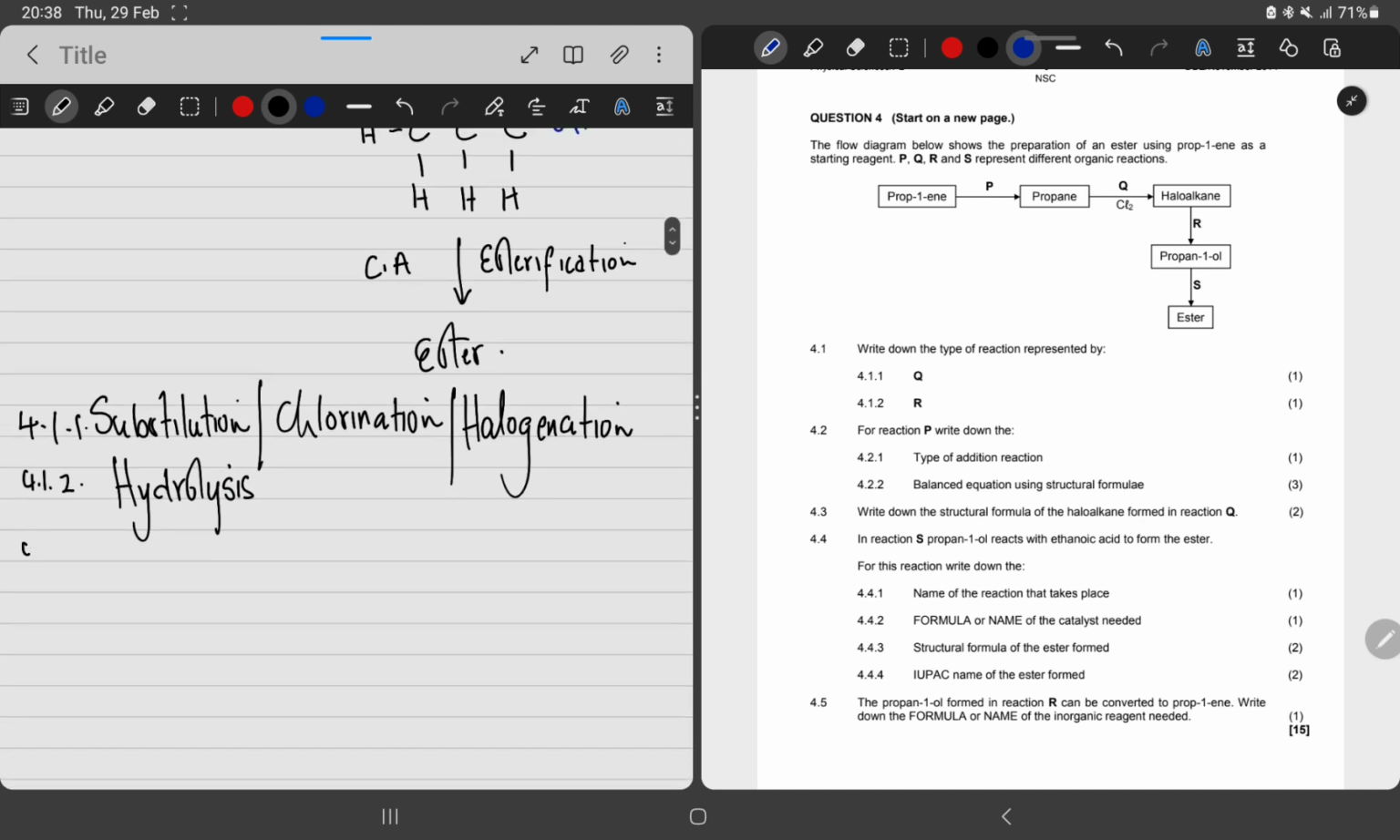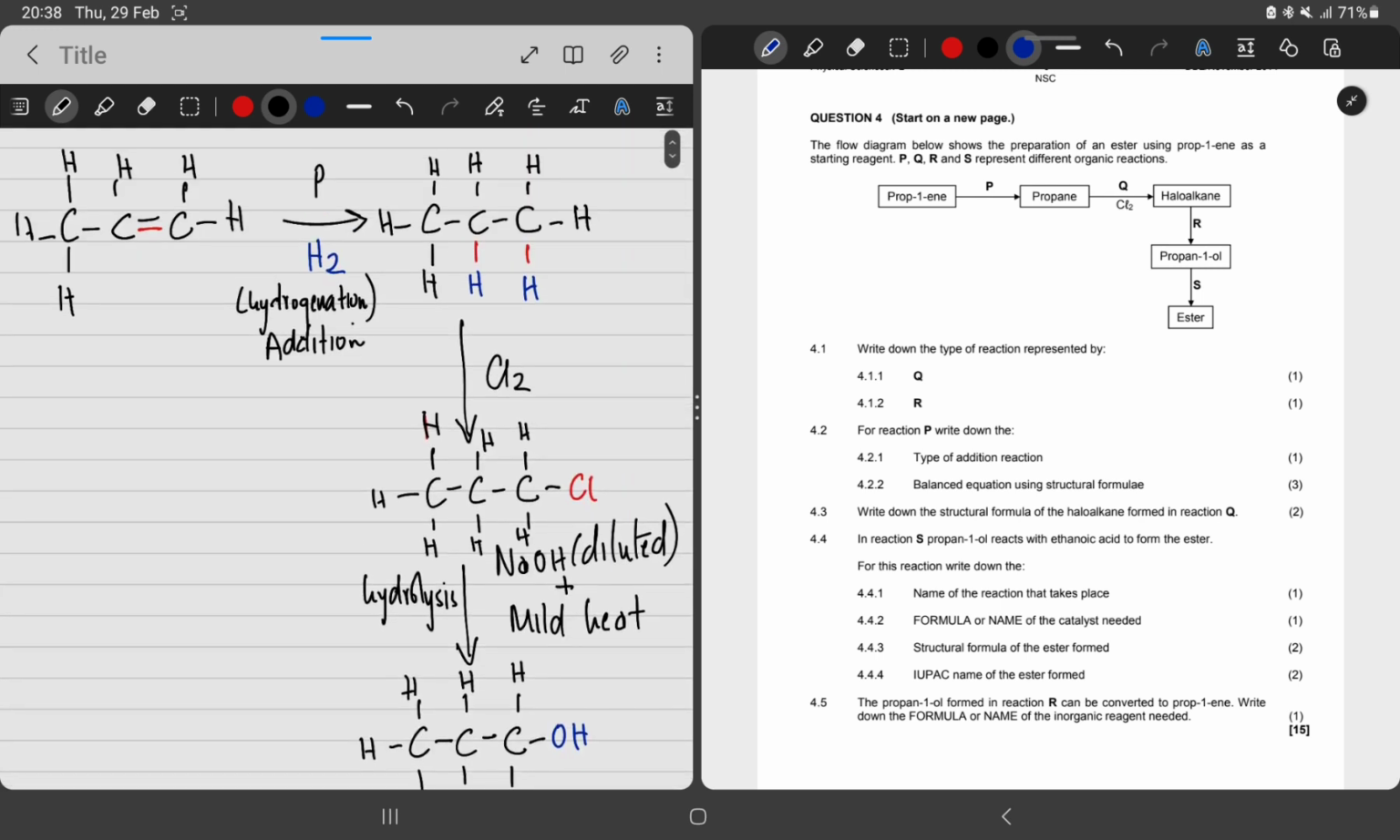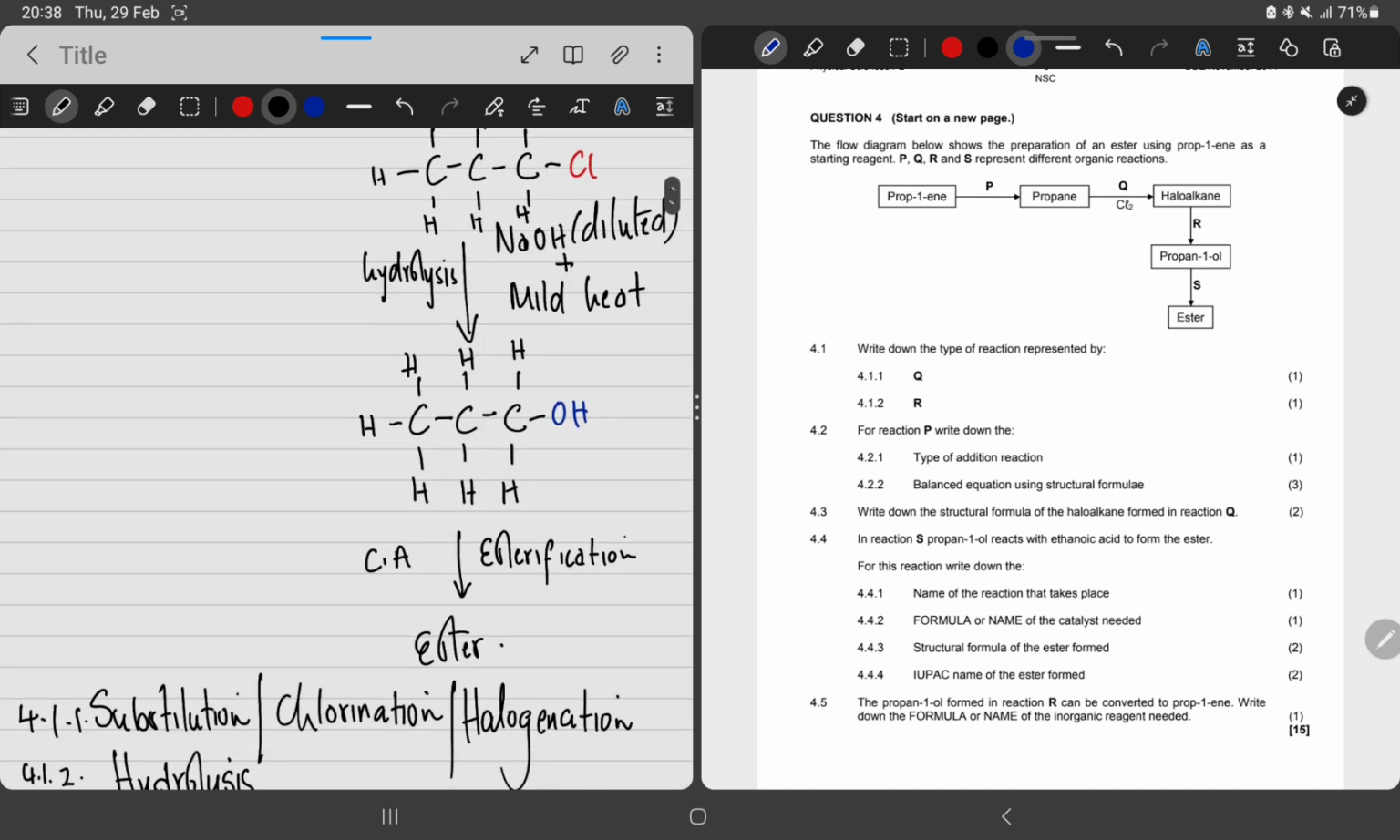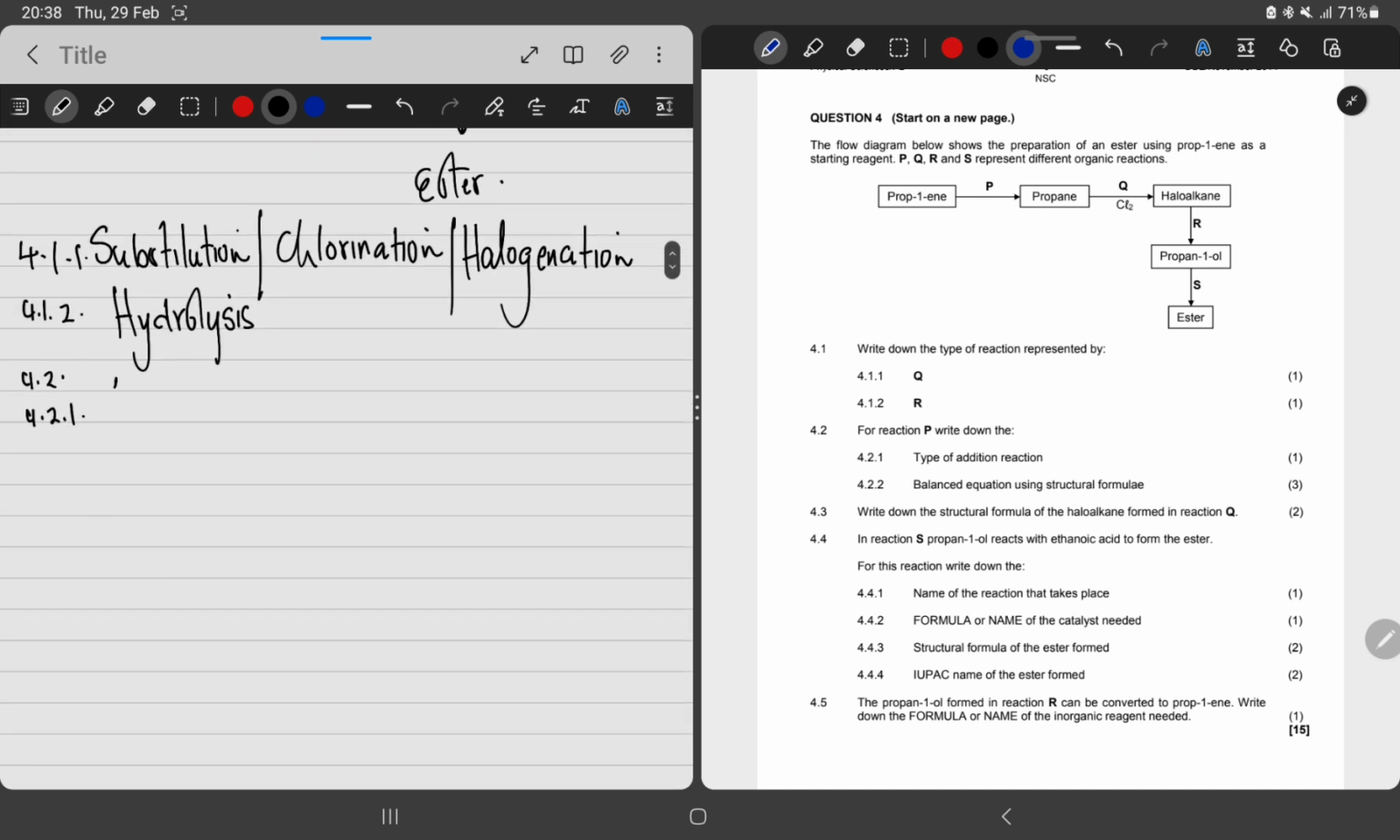Okay, and then 4.2, 4.2.1. For reaction P, write down the type of addition reaction. For P, of course it is an addition reaction because we are adding hydrogens to those 2 carbon atoms. And then the type of addition reaction is a hydrogenation reaction.